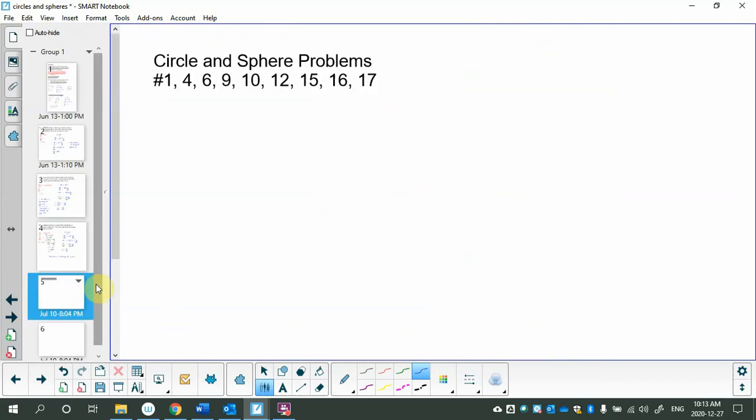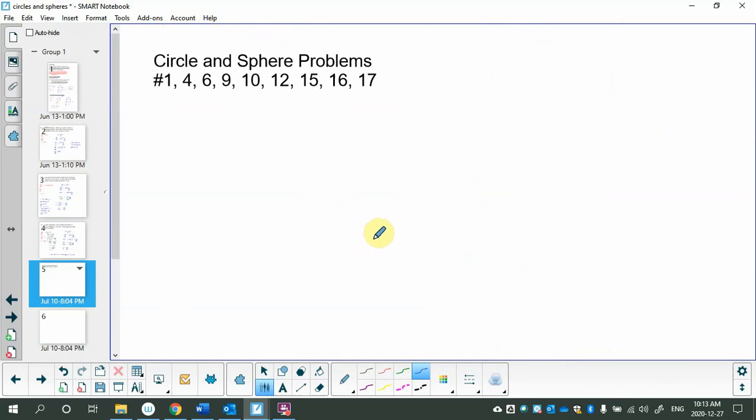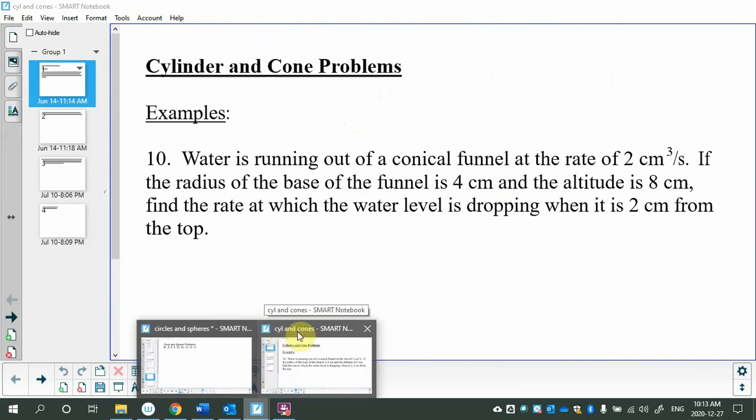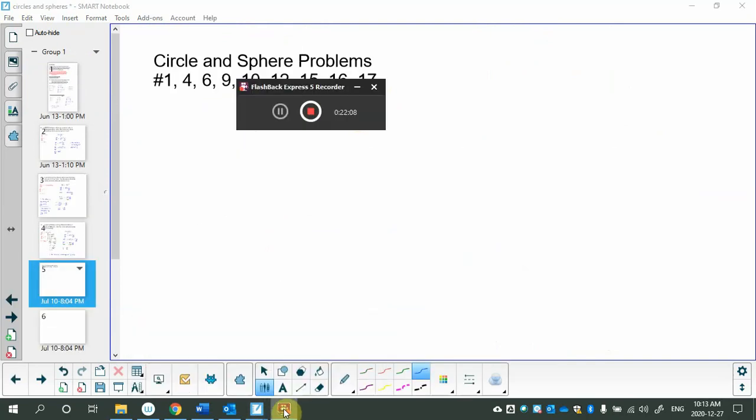All right, so the stuff in the booklet, notice that it's not the questions that we just did, but it's in the circle and sphere problem area, and I will be back at some point to do cylinders and cones. All right, there you go.